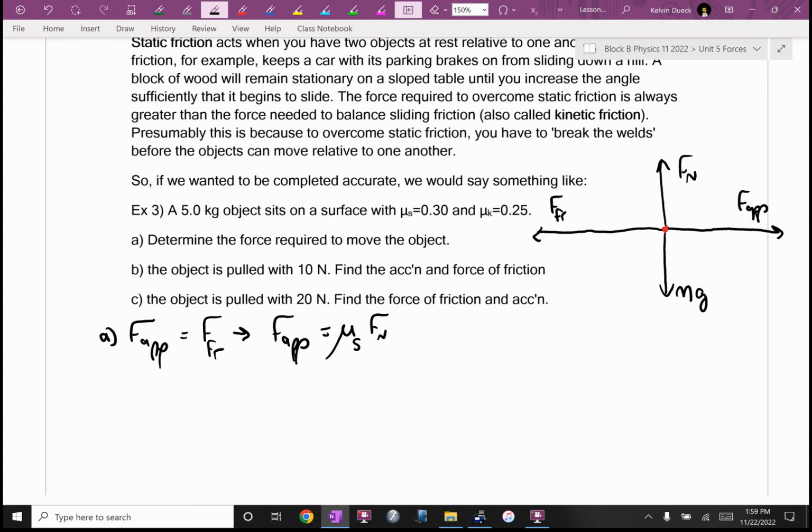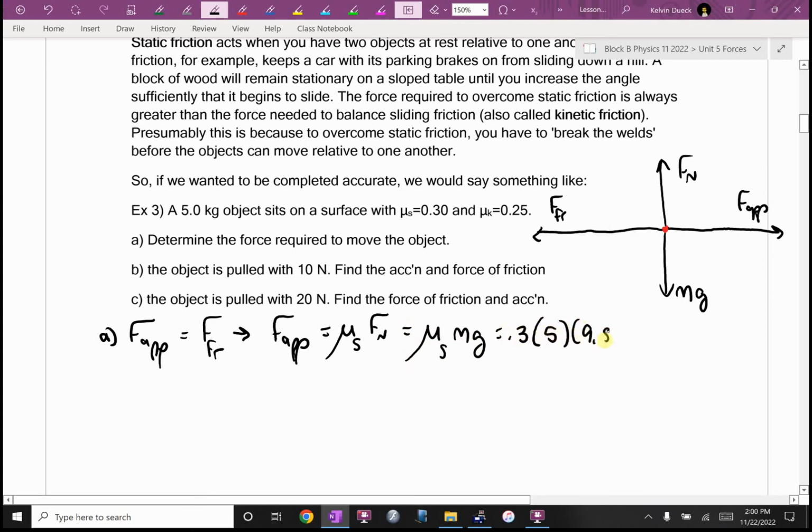But what other forces? Because I don't know Fn. What? Yes. So, if I want to find friction, it's going to be static mu times mg. What was static mu? 0.3. What was m? 5. What was g? 9.8. How hard do I need to pull harder than to get this thing to start to accelerate in the first place? What do you get?